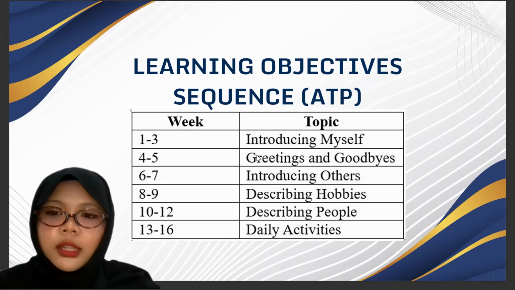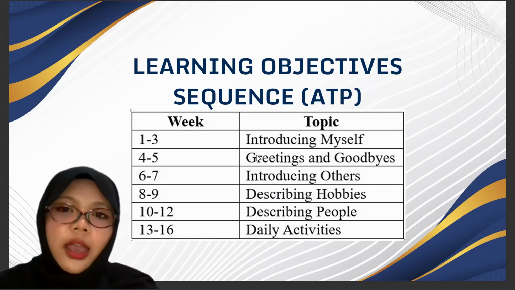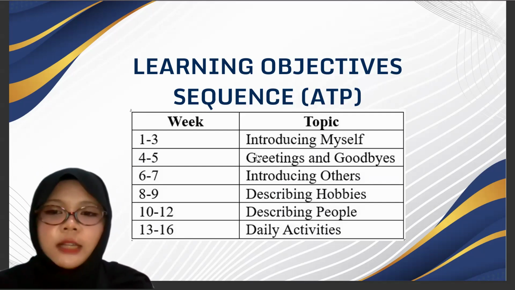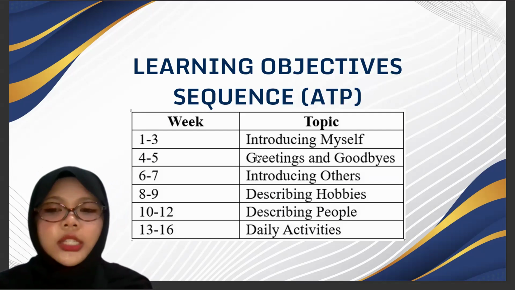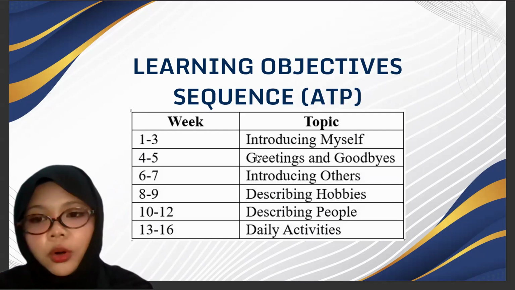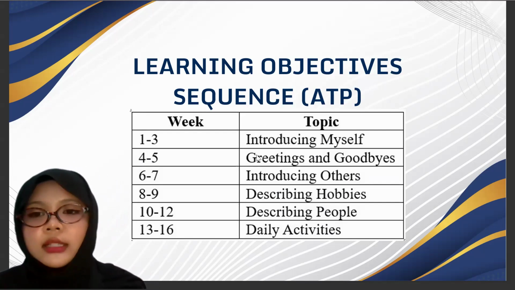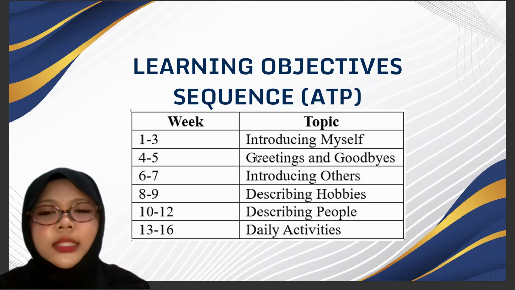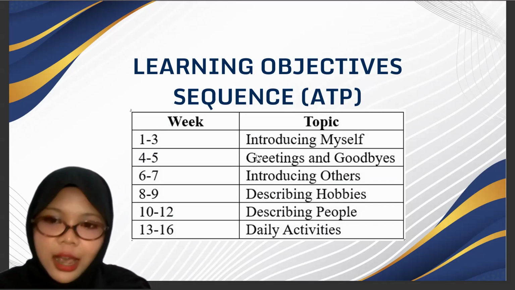And then this slide shows the learning objective sequence or ATP. The learning process starts with introducing myself, followed by greetings and introducing others. Next, students learn how to describe hobbies, people, and daily activities. And then the sequence is designed from simple topics to complex communication tasks.